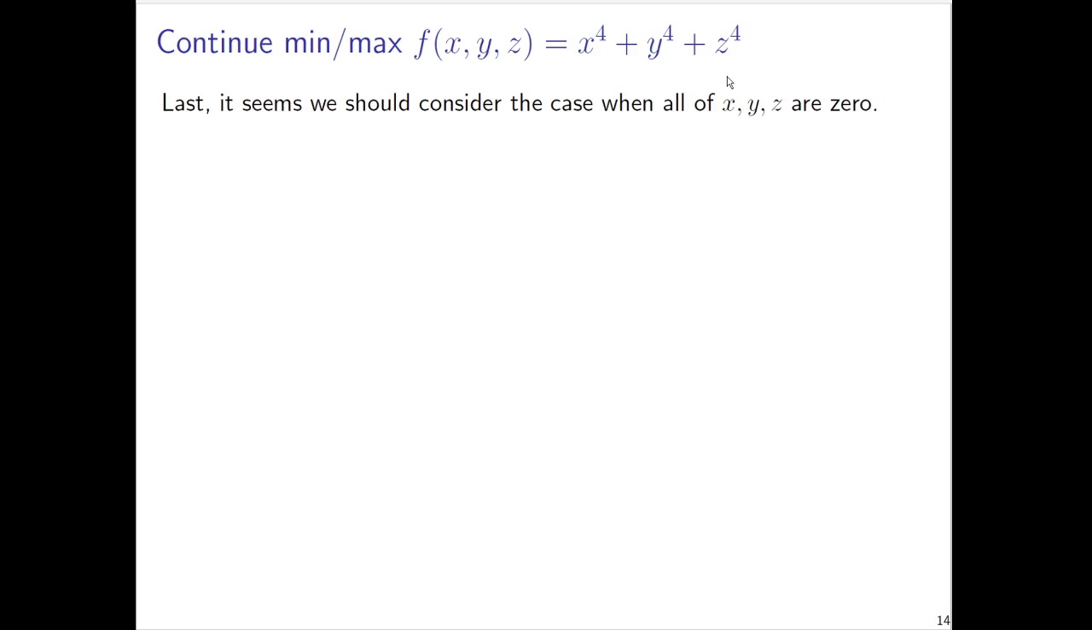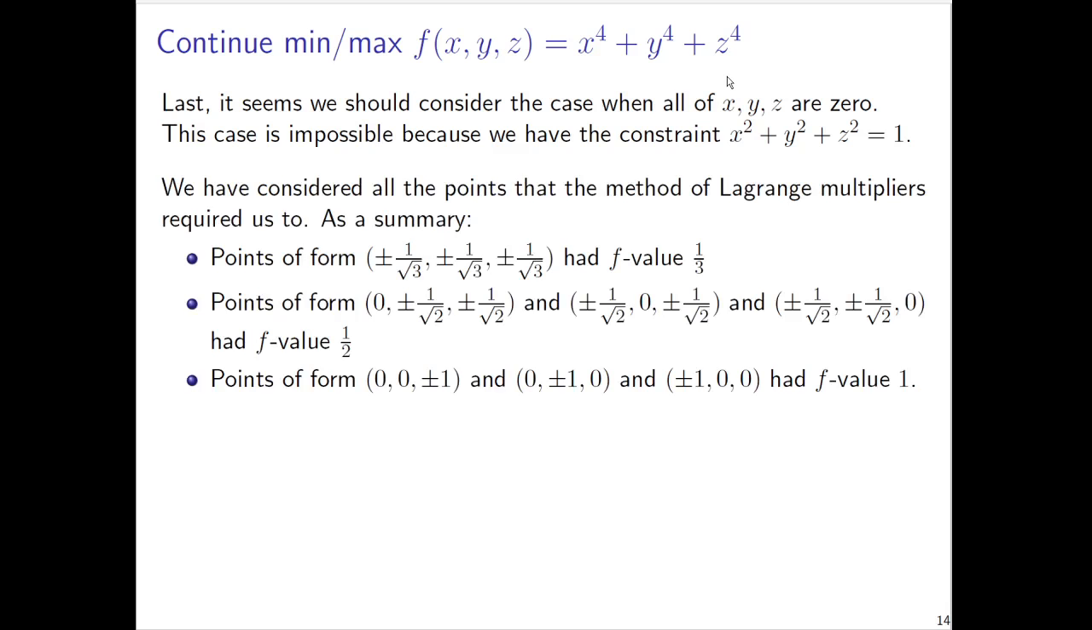that we should also look at the case, what about when all three of them are 0? Right? That seems to be the only thing that's left over. This is actually impossible because remember we had x squared plus y squared plus z squared has to equal 1. So if x, y, and z are all 0, the constraint just isn't satisfied. Okay, so we've considered all the points that we should.